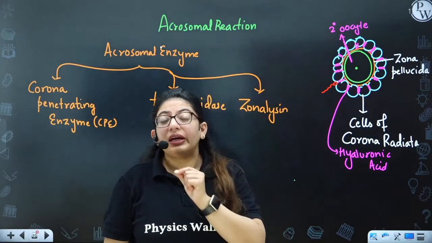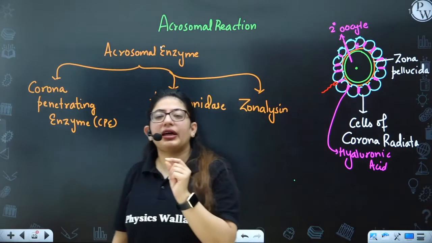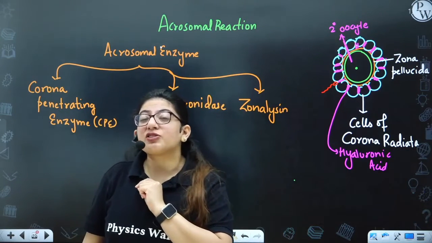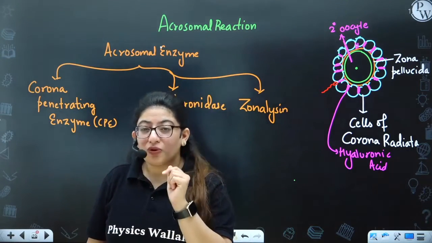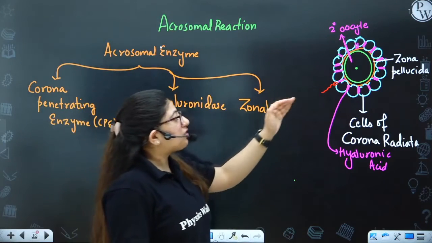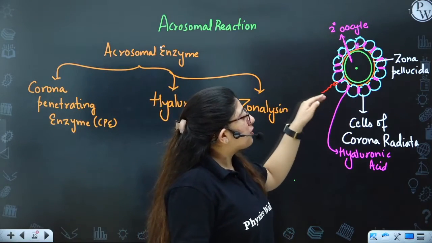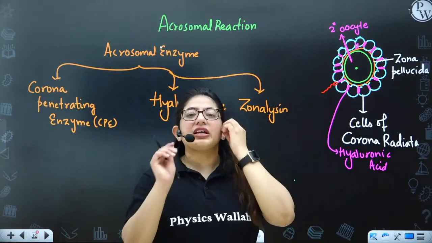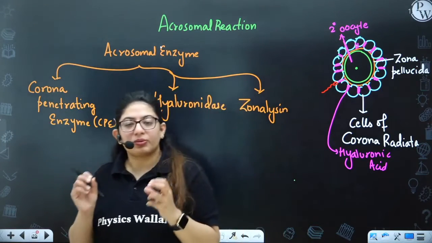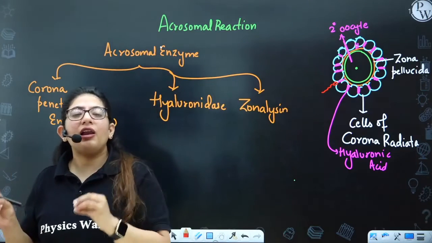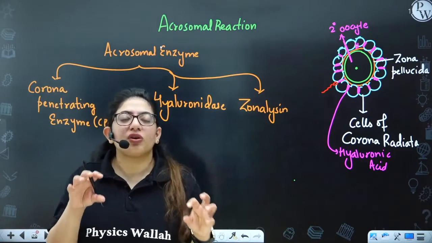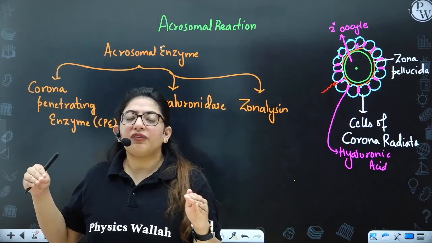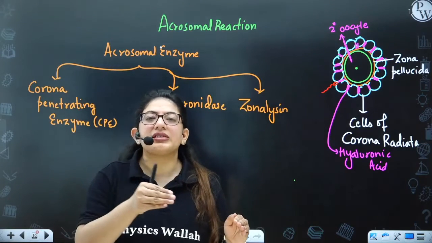Because I've told you, only when the sperm enters will the oocyte complete its meiosis II and become an ovum. So the destination of the sperm is to enter here, and it has to cross through these layers. How will it cross? It will secrete its acrosomal enzymes. They help in the erosion or destruction of these walls, and this is how it creates a passage and the sperm can easily enter.